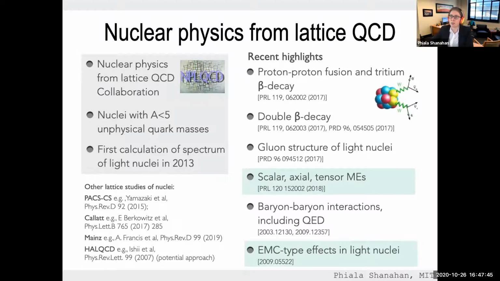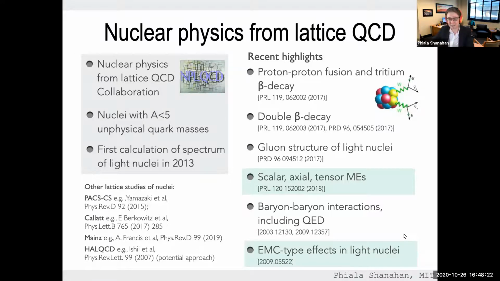So we've been pursuing this for a number of years, as have a number of other collaborations, I should mention, including some locals, the Cal-Lat collaboration with Andre Walker-Loud and collaborators, to try to do nuclear physics from lattice QCD. The first calculation of the spectrum of light nuclei was in 2013. There are some exciting results from recent years that I won't get to talk about. I'm just flashing here: we've looked at things like proton-proton fusion, tritium beta decay, double beta decay, the gluon structure of light nuclei that I hinted at. But today we'll get to these highlighted topics.